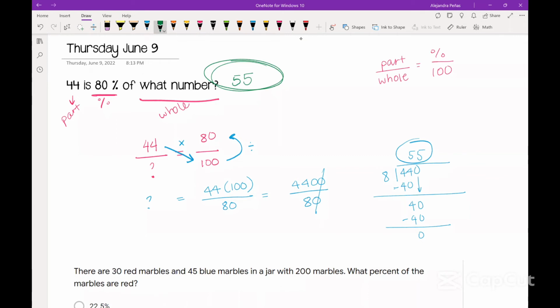All right. So again, when you're working with percents, that proportion is always going to be the best strategy to solve it.